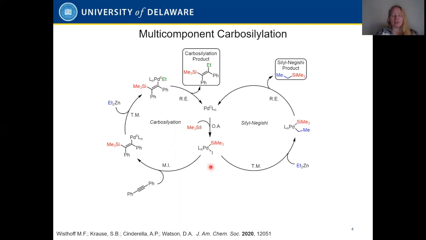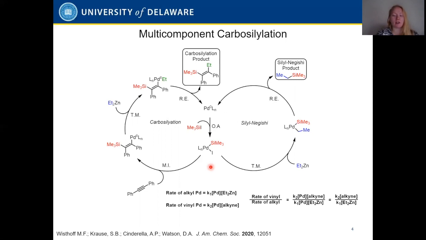So looking at the kinetics of this mechanism, my colleagues essentially hypothesized that in order to preferentially do the Silyl-Heck chemistry, they simply needed to increase the rate of this migratory insertion and decrease the rate of this transmetallation. And they figured that to do that, they just needed to slow the rate of addition of the zinc reagent to allow more time for the alkyne to react with the oxidative addition complex.